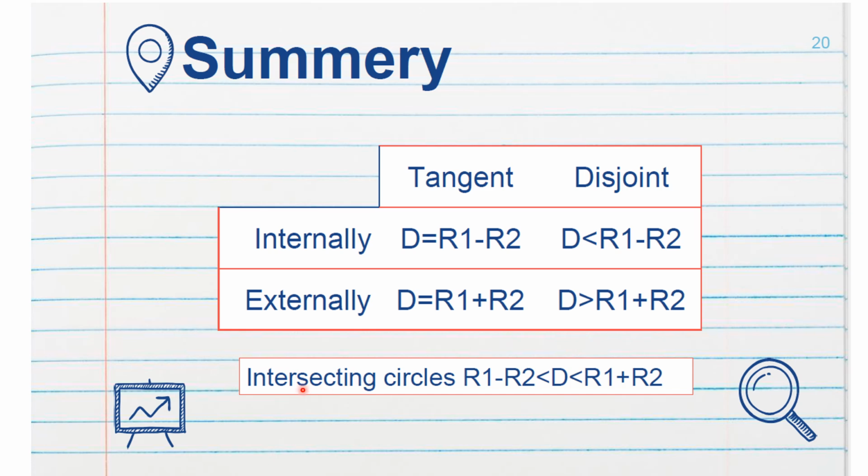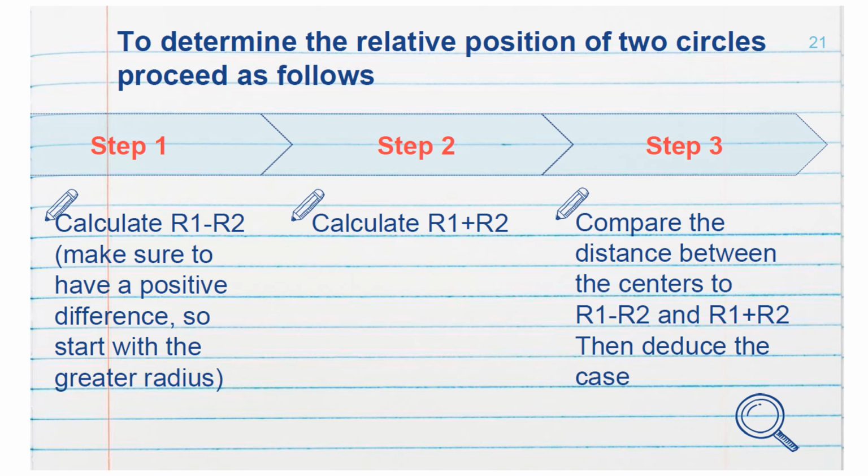And the last case is the intersecting circles. The distance between the two centers is in between R1 minus R2 and R1 plus R2. So, which steps am I following? To determine the relative position of two circles, please follow these steps. 1. Please calculate R1 minus R2, and make sure that you put the greater radius first. Step 2. Please add these two radii. So first we calculate R1 minus R2 and we calculate R1 plus R2.